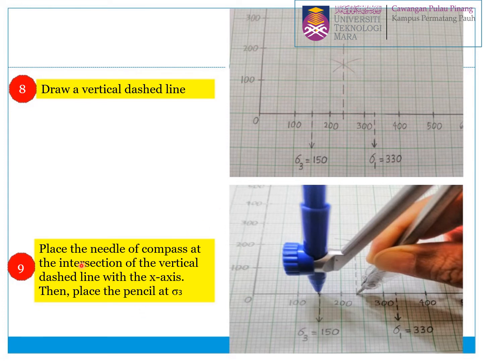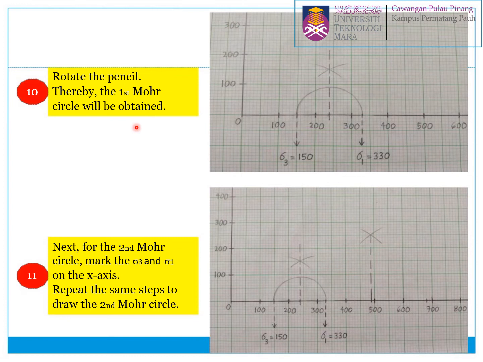Next, place the needle of the compass at the intersection of the vertical dashed line with the x-axis, then place the pencil at sigma 3. This is because you want to draw the circle, so this is the radius. Then rotate the pencil, and the first Mohr circle will be obtained.